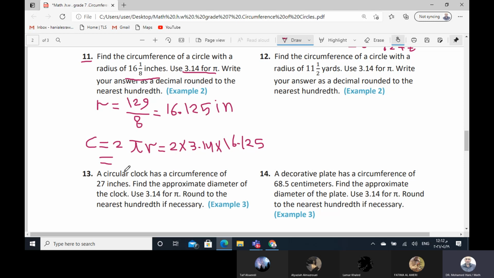Who can help me to find the answer? The answer will be 101.265. Excellent, 101.265. Great, Lamar, thank you.